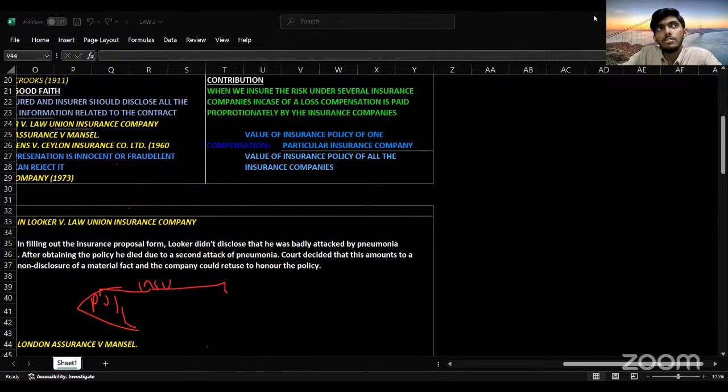In all the insurance companies, I insured it for 1 lakh, 1 lakh, 1 lakh, right? So what do they do? They take the compensation, which is 90,000, and divide it among them equally. You divide it into three portions because I insured in three companies, and each company will provide me 30,000. So 30, 30, 30, I get 90,000. That is contribution. Are we clear?